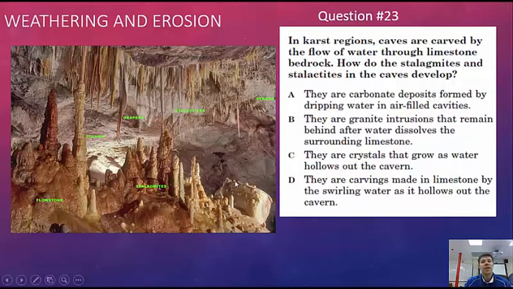And how are they made, though? They are just mineral deposits. As the water is eroding the cave and making the cave bigger and bigger, sometimes the water drips, and it has some very mineralized water, and that drip evaporates away, and it leaves the minerals behind, and they just keep getting a little bigger and a little bigger every day. So A, they are carbonate deposits formed by dripping water in air-filled cavities.